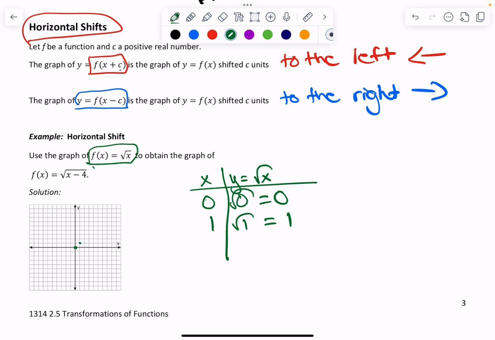Now, we can do square root of 2, but that's going to be a decimal. It's going to be hard to plot over here accurately. So we're going to take the next perfect square. We're going to do square root of 4, which is 2. So 4, 1, 2, 3, 4, 1, 2 is over here. So our parent function looks somewhat like this.